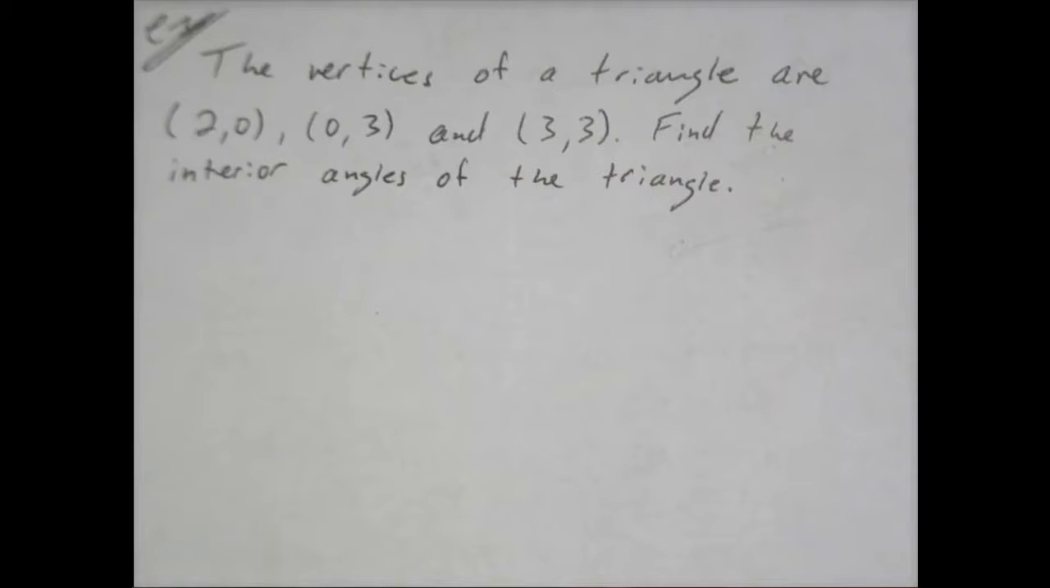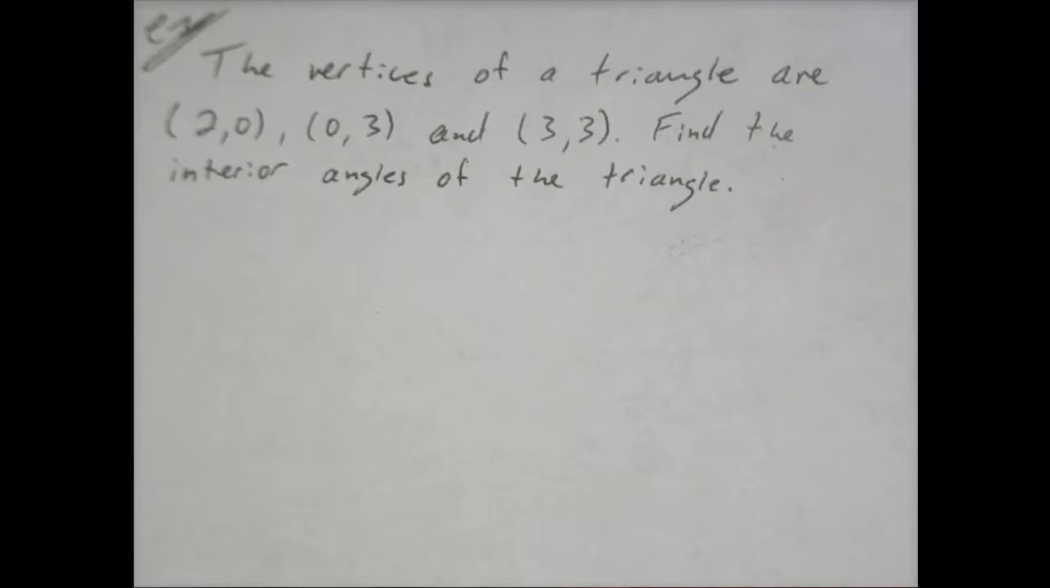Alright, we're already at our last two problems. So with this one, the vertices of a triangle are these coordinates. Find the interior angles of the triangle. There are two different ways of doing this, so I'm going to do this one two different ways. I'm going to show you the way that I like to do it first, but I know that I'm kind of different, so if you want to do it the other way that I show you, that's also a very mathematically sound way of doing it.